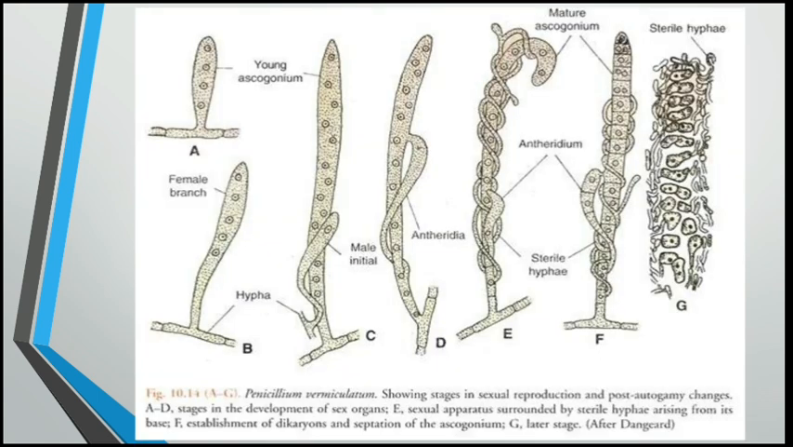Next, so this is the whole structure. Young ascogonium, female branch, the male initial surrounds the ascogonium. Then it is the mature ascogonium, with the antheridium surrounding the mature ascogonium. Then these cells are all dikaryons. All the cells have two nuclei, whether after plasmogamy or autogamy.